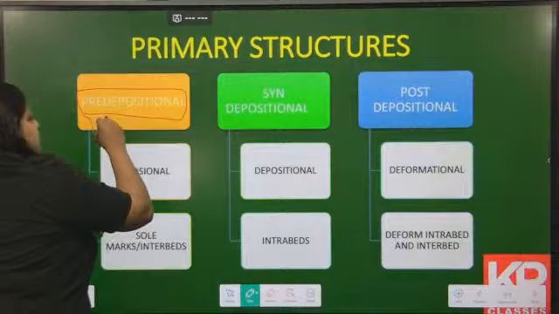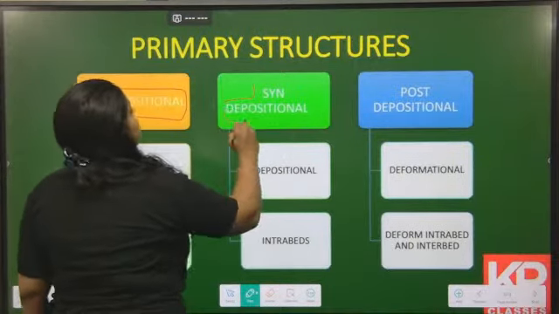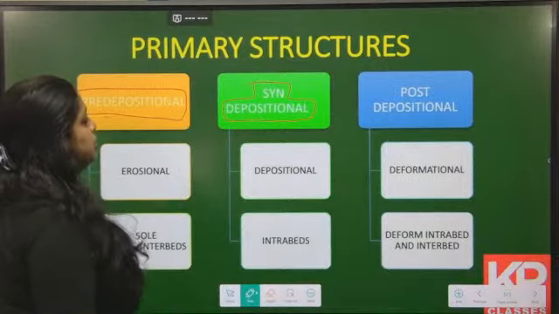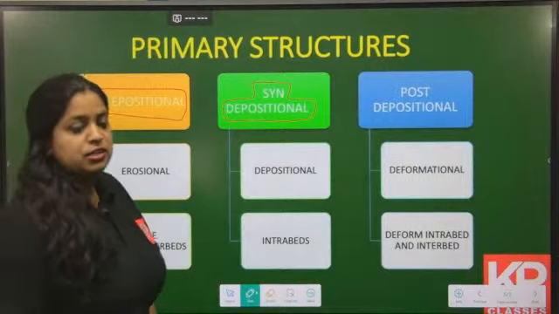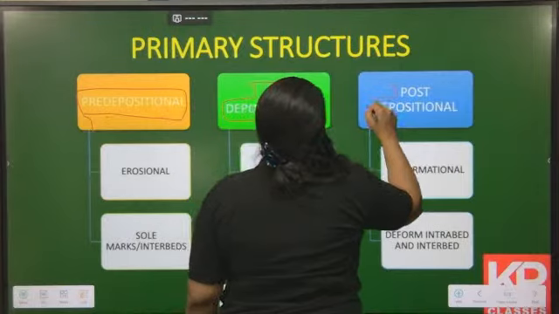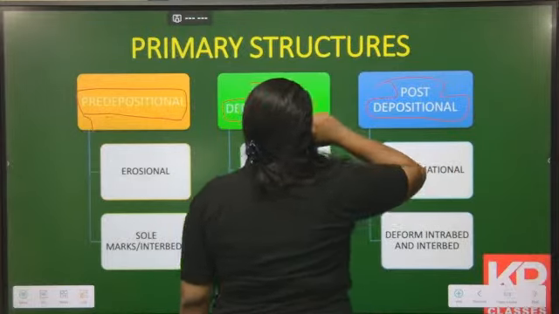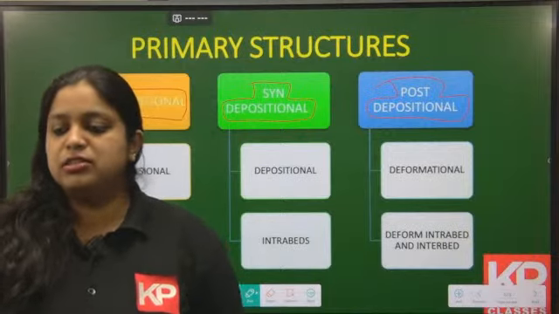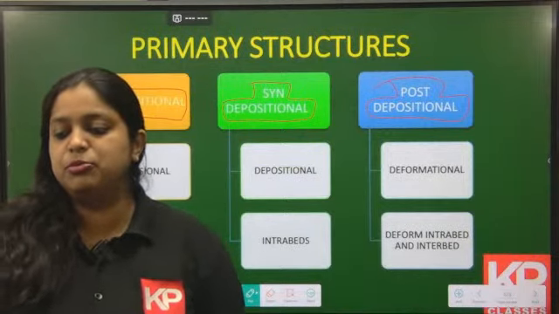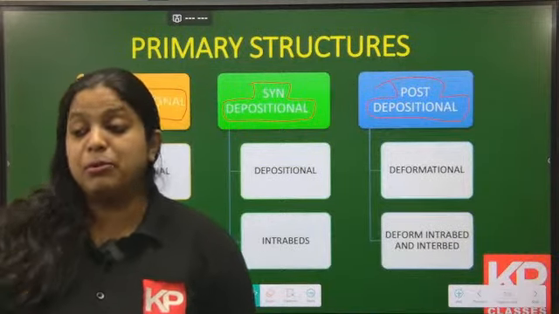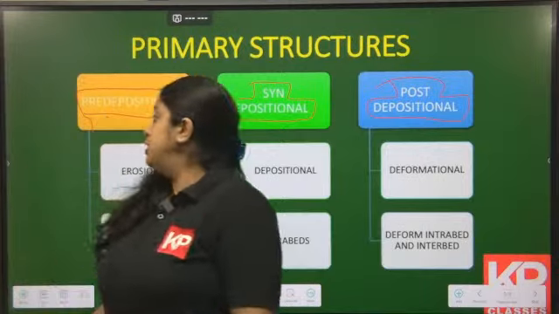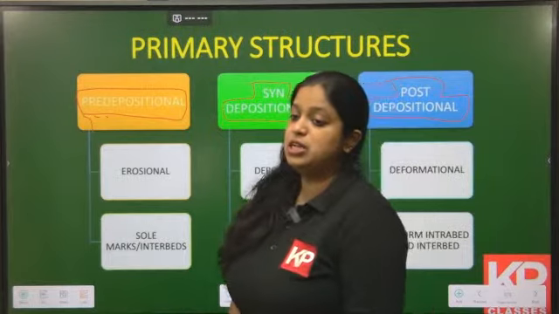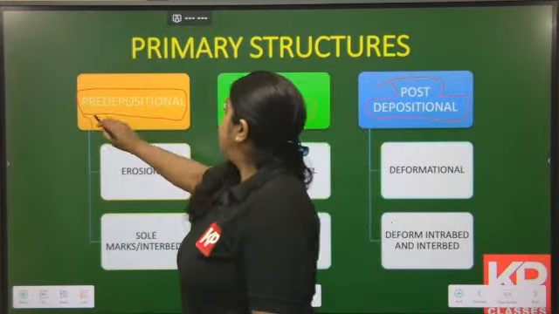Pre-depositional sedimentary structure. The one that is formed during the sedimentary deposition of rock, we call it syndepositional structure. The one that is formed after the deposition of rock is called post-depositional structure. So these are the three different types of primary sedimentary structures: pre-depositional, syndepositional, and post-depositional sedimentary structures.